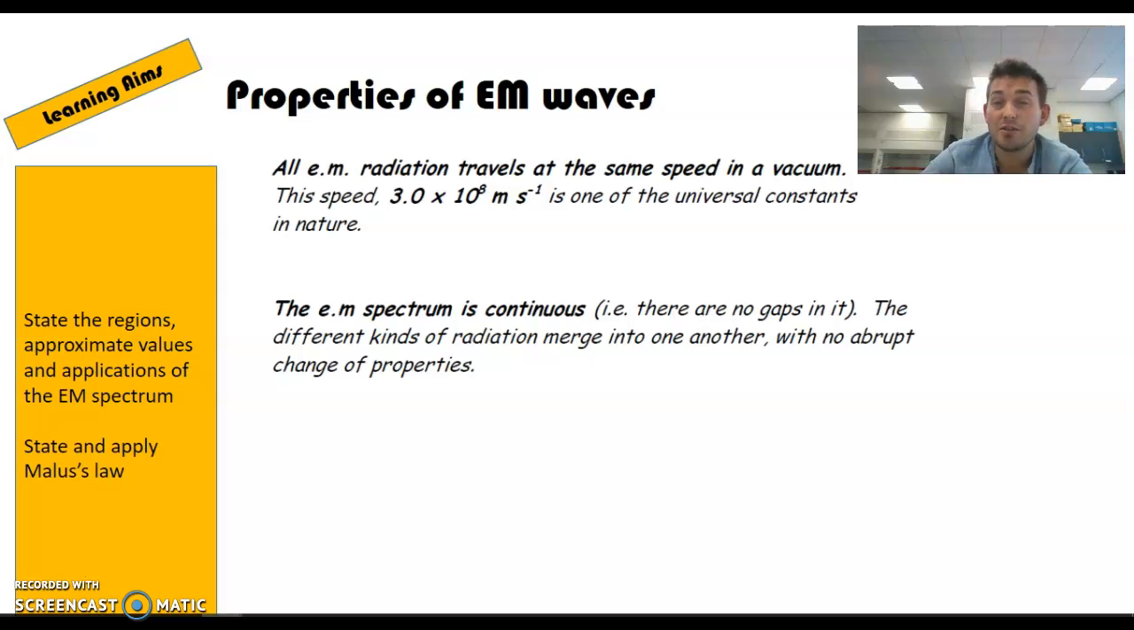The spectrum is continuous. It's not chunked at all. It's not like you have things of a certain value and then a big gap and then other sections of a different value. So it's a completely continuous spectrum.